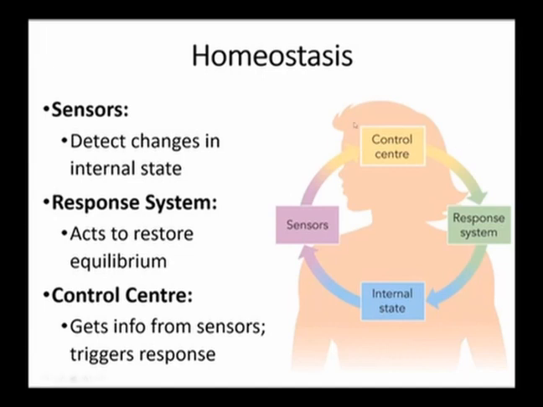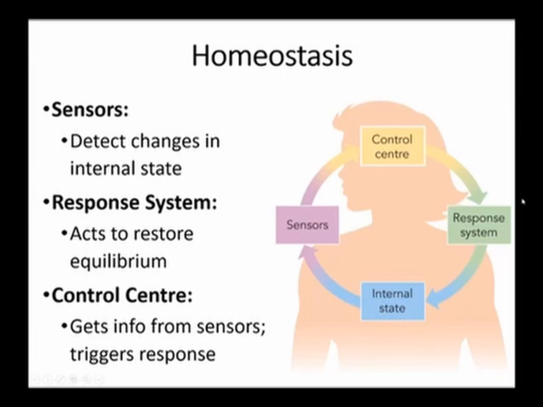So if we're too hot, then it can tell our body to sweat, to evaporate off some of the extra heat, and reduce our temperature to get back to normal. And so when our internal state returns to normal, the sensors will pick up that we're back into our equilibrium point. The control center will read that we're back in the normal range, and it can stop that response.